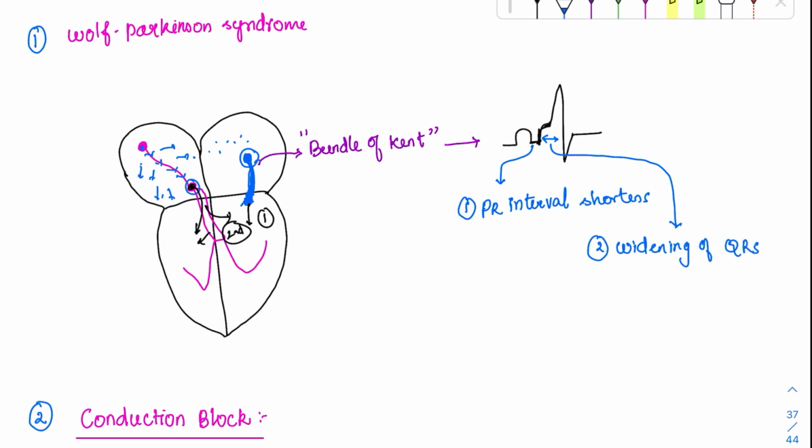Then coming to the third feature, this upstroke where the merging happens has a special name, which is called the delta wave. So these are the three classical features of Wolff-Parkinson-White syndrome. The full name is Wolff-Parkinson-White syndrome.